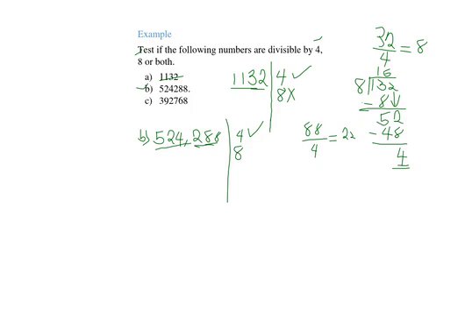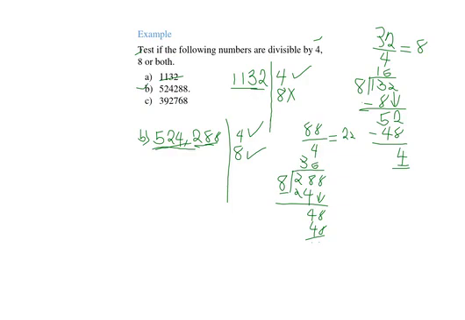So we have 288 divided by 8. So this is 3 because of 24. When you minus, you have 4, you drop 8, it becomes 48. So we have 6 because of 48, and there is no remainder, so it means that 288 is divisible by 8, and therefore this big number is also divisible by 8.